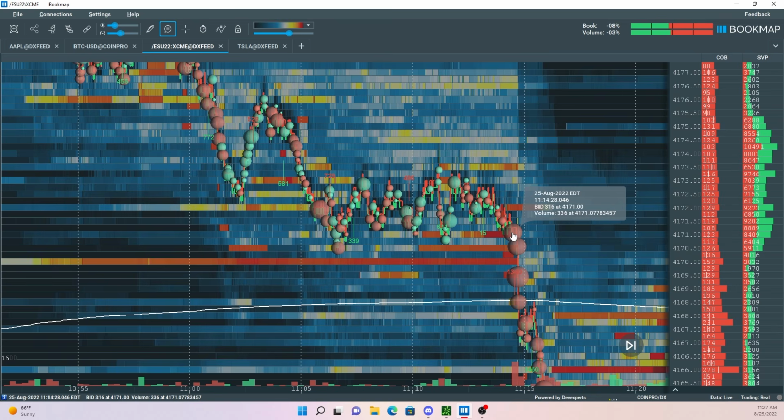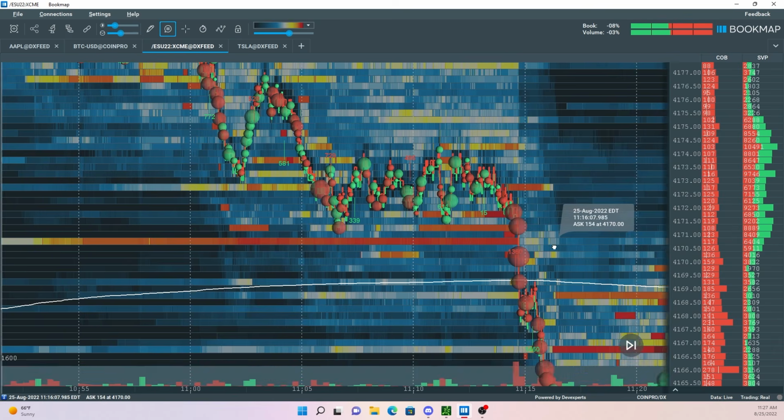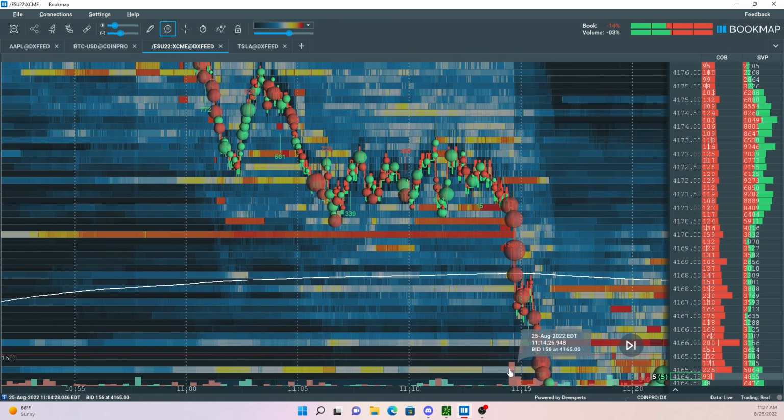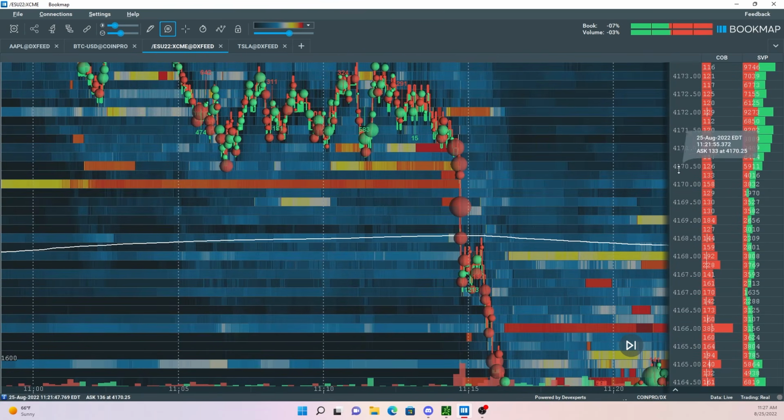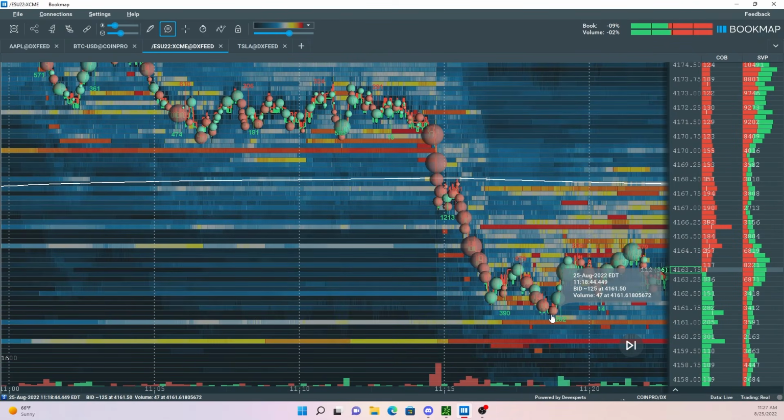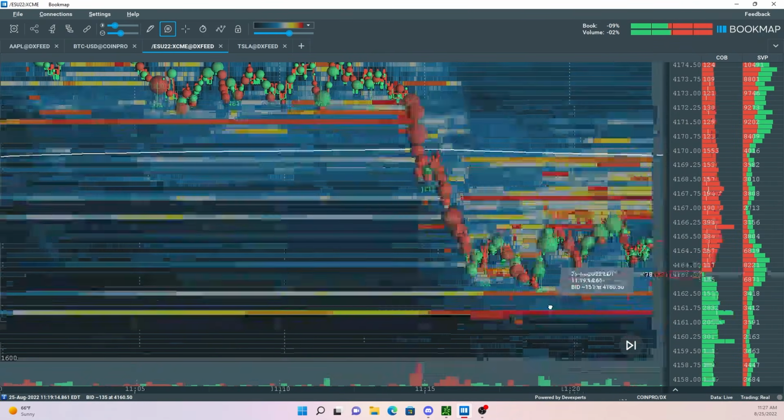What ended up happening? We had these massive red balls that ended up letting us know that there were really aggressive sellers that were surpassing the amount of passive buyers in this scenario. And as a result, we broke 4171, 4170.50, and then 4170. Look at the size, look at the volume. We ended up digesting those passive buyers. And what happened with the futures? The futures ended up dropping from 4170 all the way down to a low of 4161.